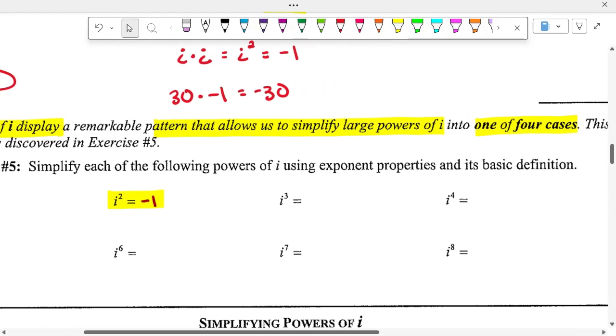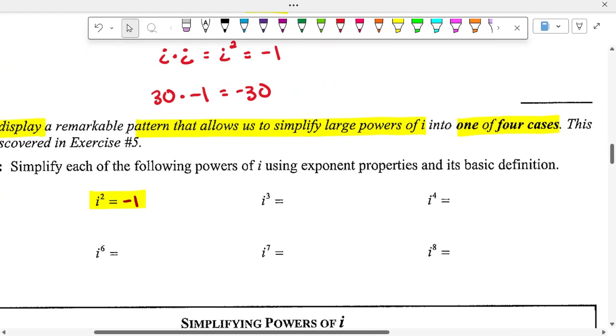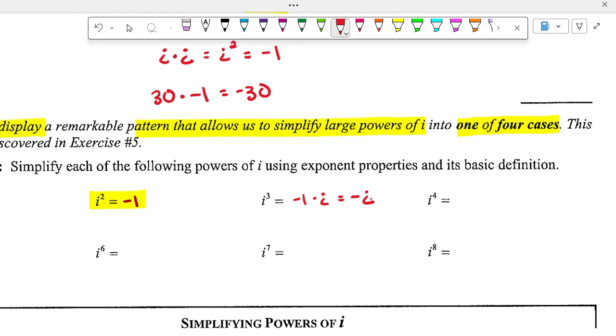All right. Now, I cubed. So we know I squared is negative 1. So now we just got to multiply another I to it. So it's negative 1 times I. So what's a negative times anything? What's negative 1 times anything? It's the negative version. So I cubed is negative I.